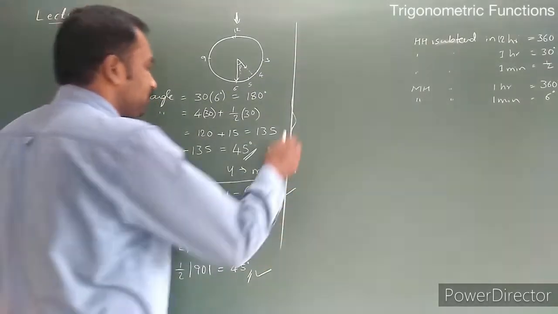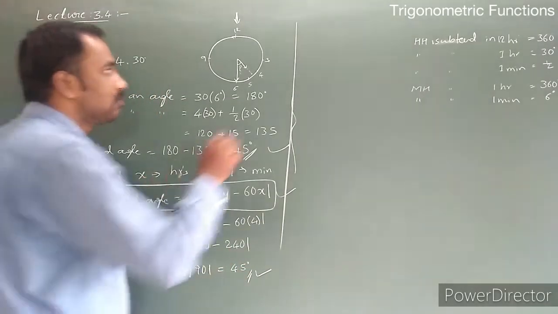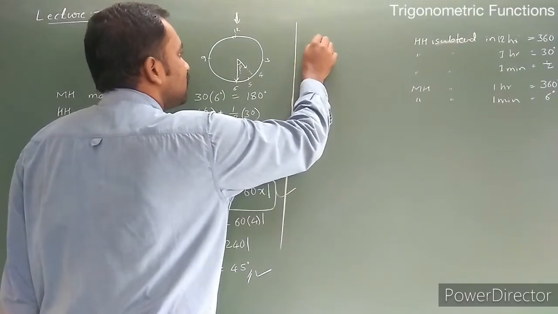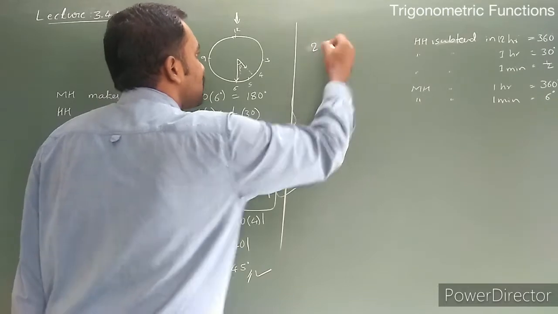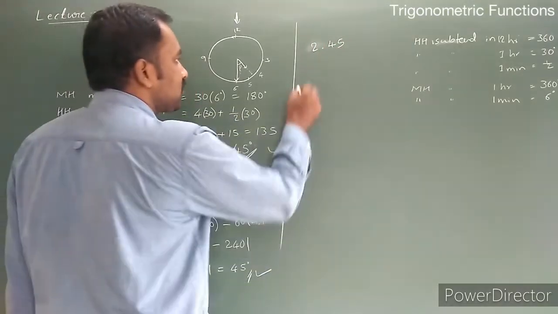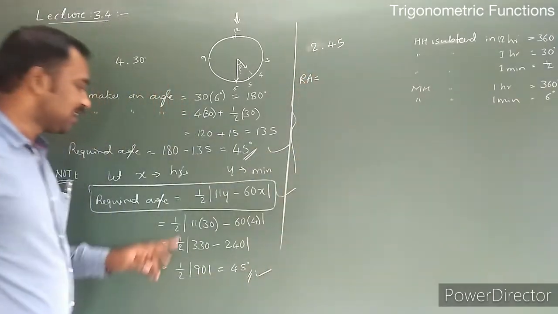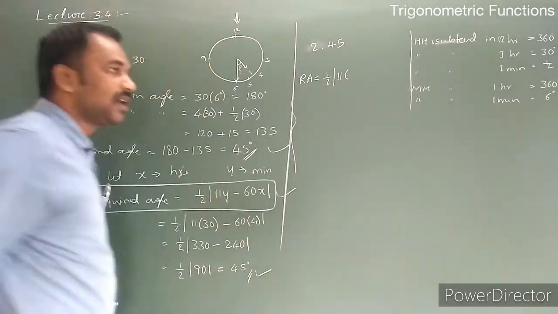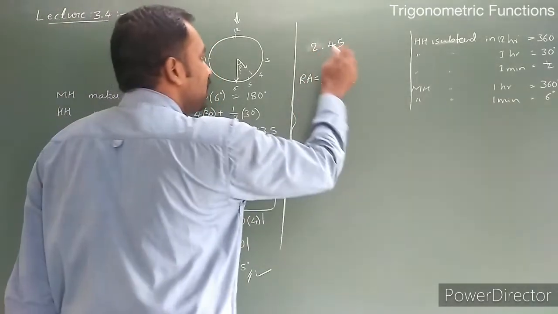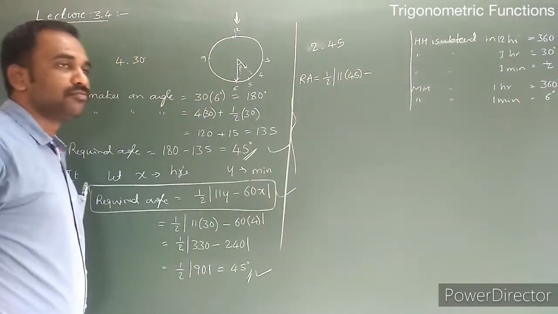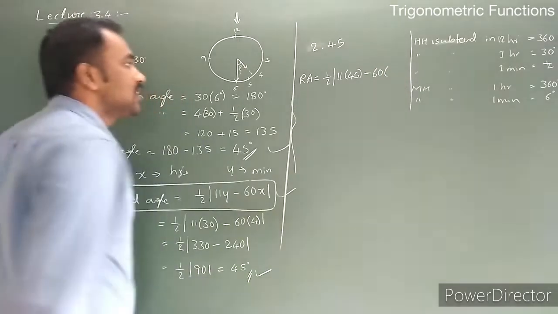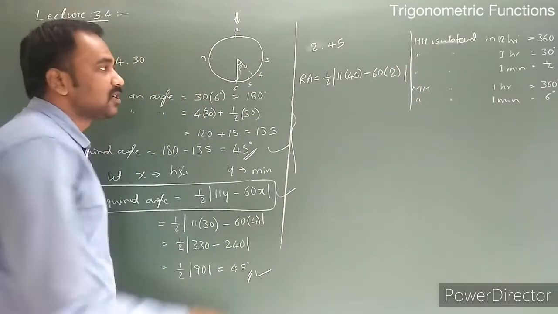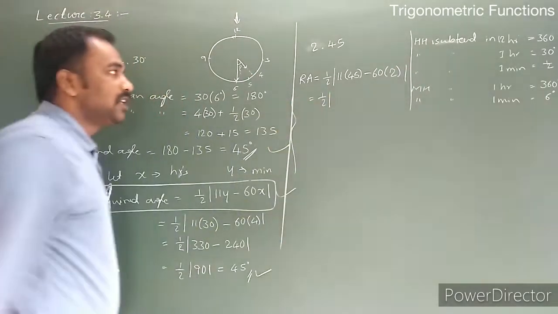For example, suppose here it is less than 45, no problem. Suppose at the time 2:45 is there. So the required angle is equal to, what is the required angle? The formula is 1 by 2 times modulus of 11y minus 60x. What does y denote? Y denotes the minutes, that is 45 minutes, minus 60 into x. What does x denote? Number of hours. How many hours has it moved? It has moved 2 hours, so it is equal to 1 by 2 into 11 into 45.